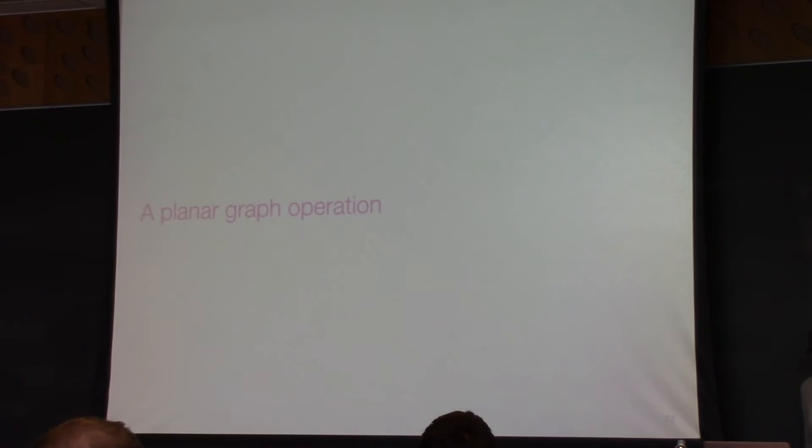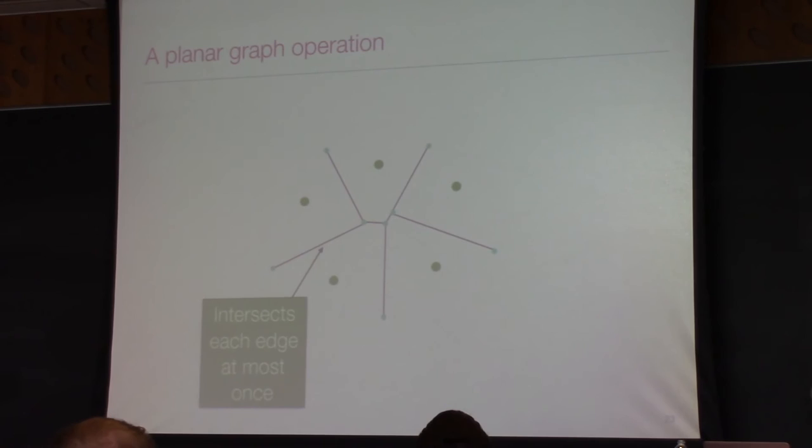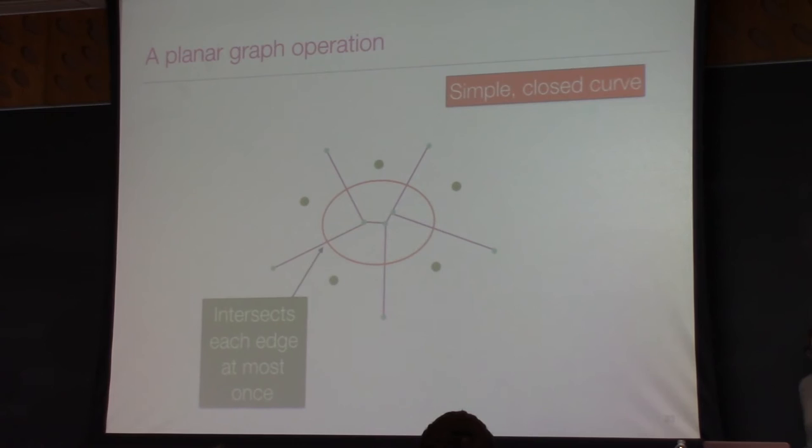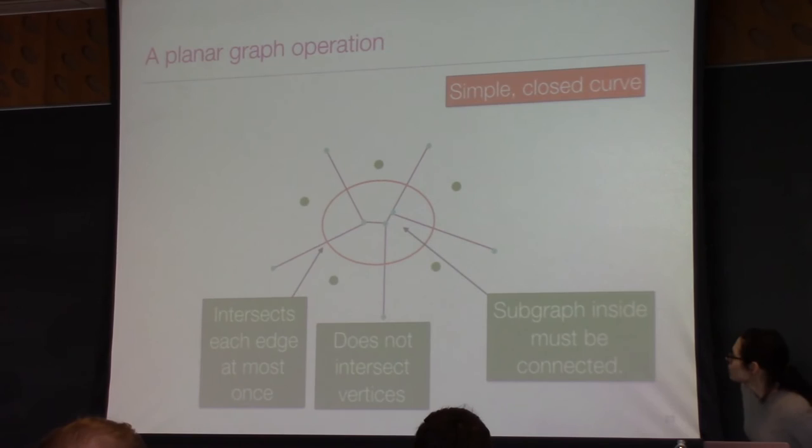So let's define this planar graph operation. Let's say we have this simple closed curve, and it has to intersect each edge at most once. The subgraph inside this curve has to be connected. And basically, it doesn't intersect any of the vertices. It looks kind of like a circle here, and you can picture it as sort of an ellipse or a circle, but those are the technical requirements.